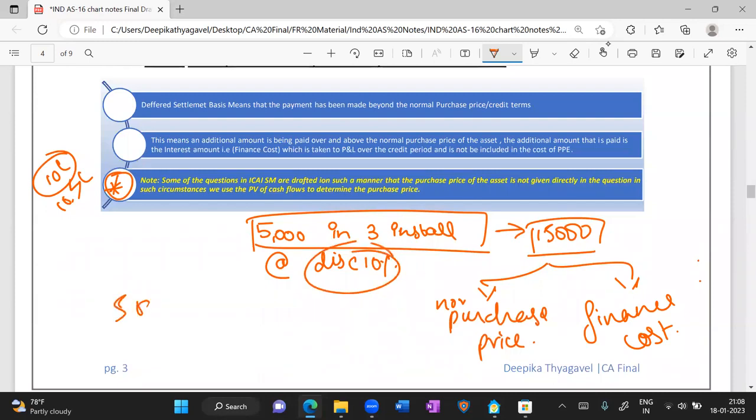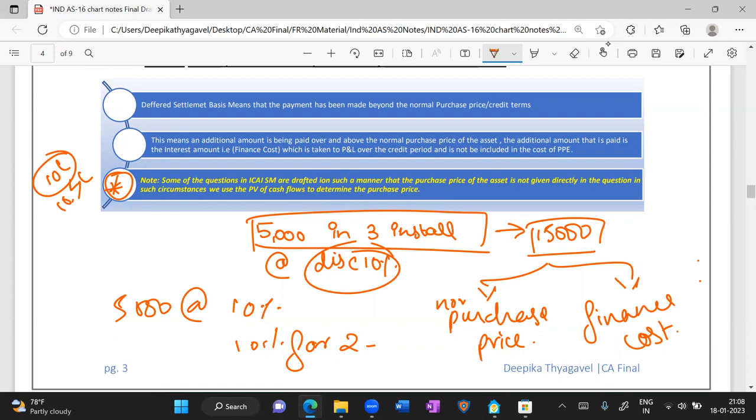So if you discount 5,000 at 10% for the first year, you will get a portion which belongs to the normal purchase price, and you will get the portion which belongs to the interest for the first year. Similarly, for the second year, 5,000 being paid, you will discount it at 10%, but for 2 years. Again, you will get the portion which belongs to the first year's normal purchase price and the second year's normal purchase price. Similarly, you will do the third year. So the total of these 3 years will become the total normal purchase price, and the total interest part will become the total interest for 3 years.